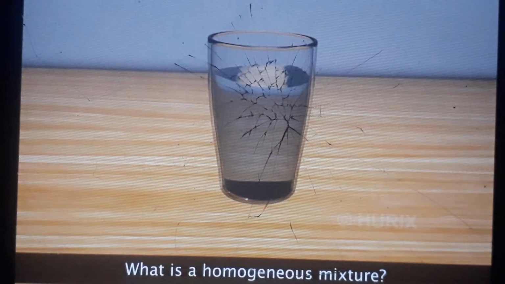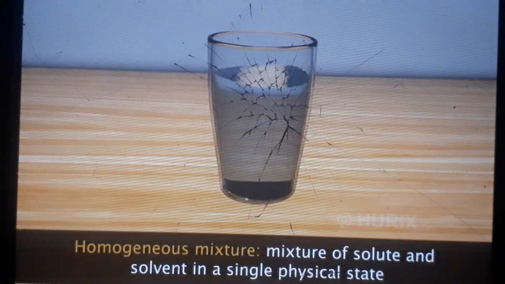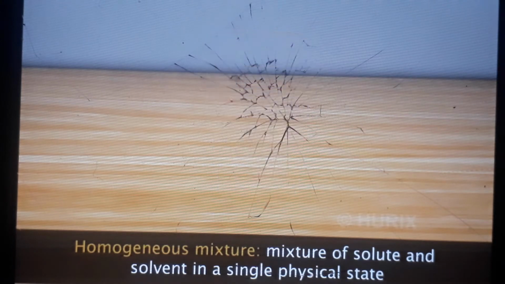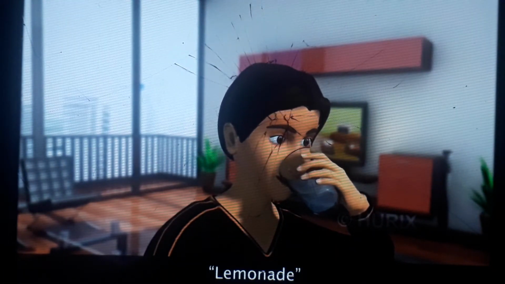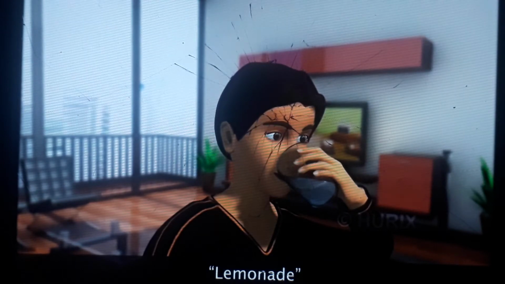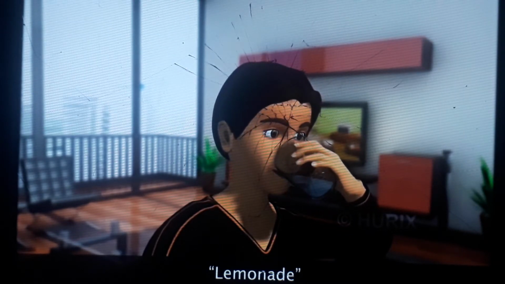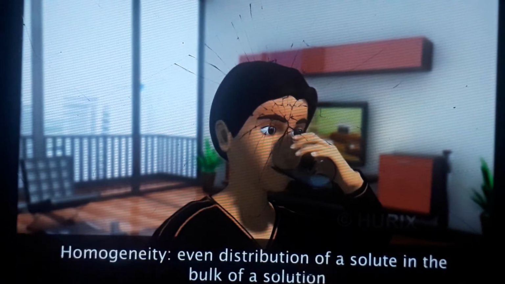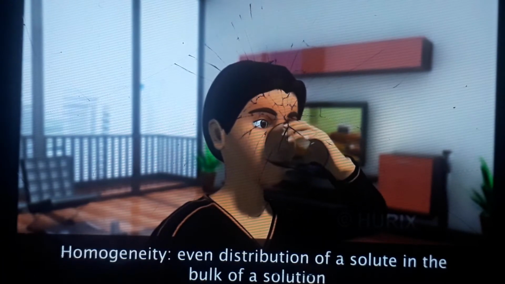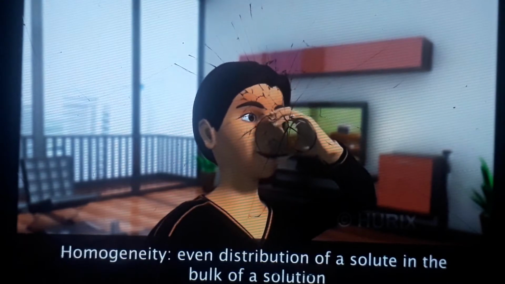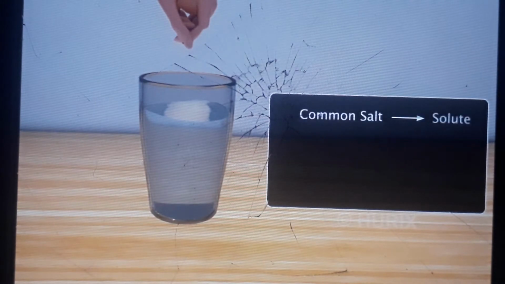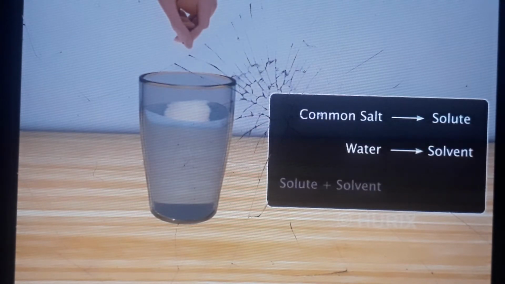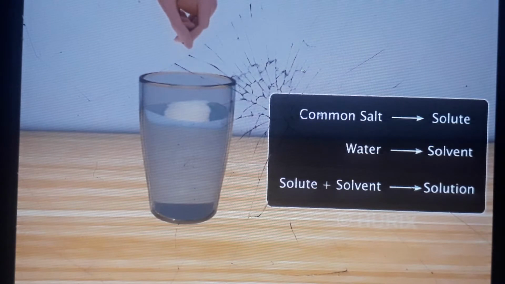But what is a homogeneous mixture? It is a mixture of solute and a solvent thoroughly mixed in a single physical state. When you drink lemonade, the taste is the same throughout. This shows that the lemon concentrate is distributed evenly in the solution. This type of even distribution of a solute in the bulk of the solution is known as homogeneity. When we add a pinch of common salt to a glass of water, the resultant uniform mixture is a solution.